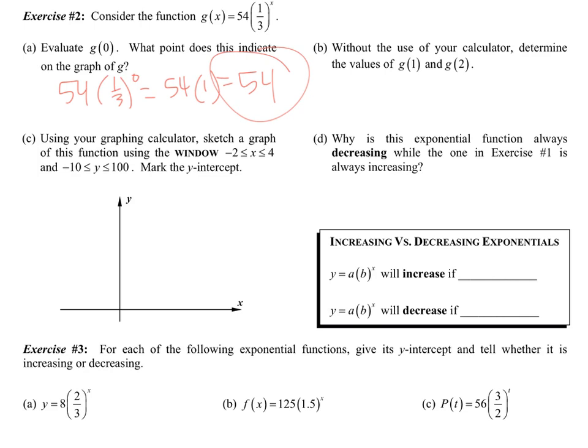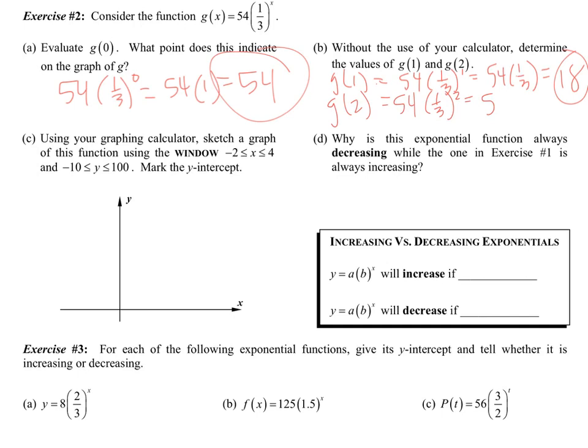So without the use of your calculator, determine the values of g of 1 and g of 2. So g of 1 is going to be 54 times 1/3 to the first power. So 54 times 1/3. Remember, that's the same thing as 54 divided by 3. So 54 divided by 3 is 18. Now to find g of 2, it is 54 times 1/3 to the second power, which becomes 54 times, well, 1 squared is 1, 3 squared is 9. So it's 54 divided by 9, which is 6.